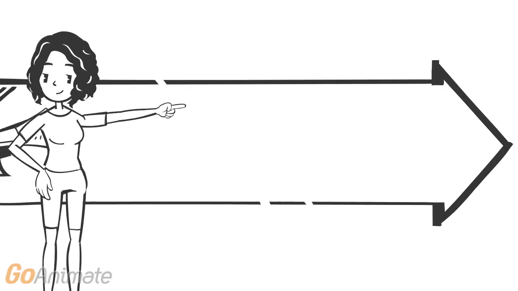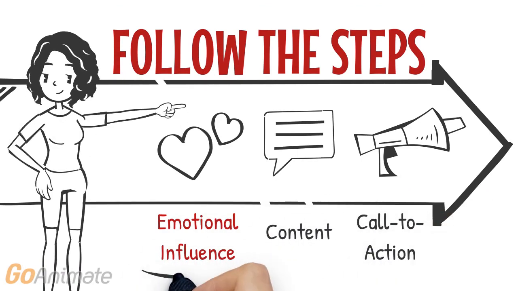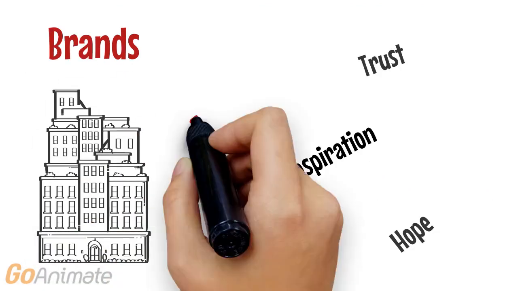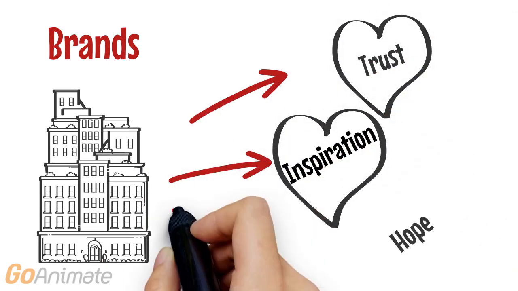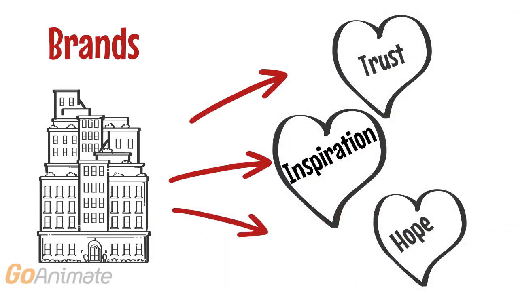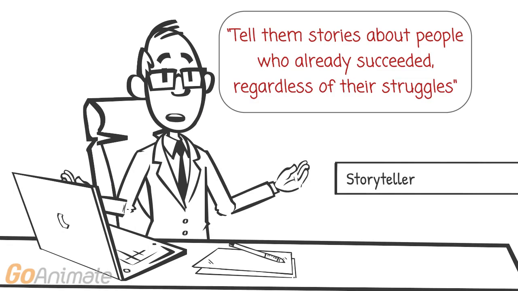The first step is including an emotional influence layer. Brands tend to associate their storytelling adverts with 3 main emotions: trust, inspiration, and hope. Tell them stories about people who already succeeded.